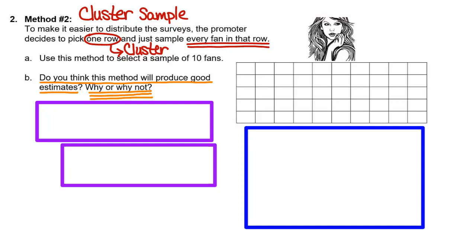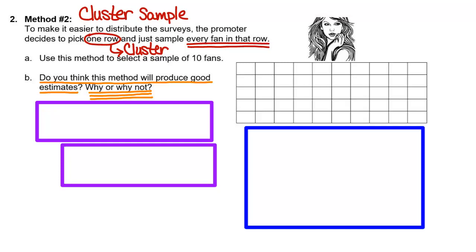Did you have a thought? Well, yeah, because every seat in that row can have a different perspective on the stage. Absolutely. Every seat in that row is going to have a different perspective on the stage. So I don't think that my sample's worthless, but I do think it's going to have some problems.